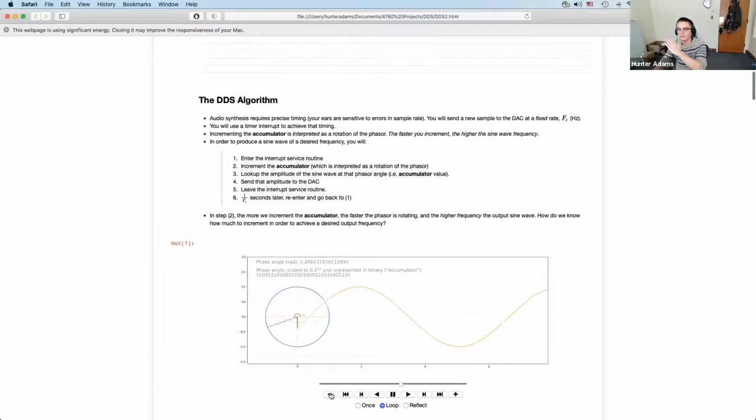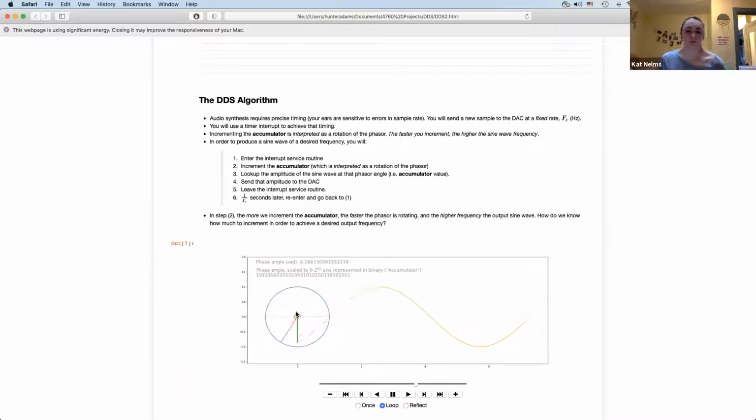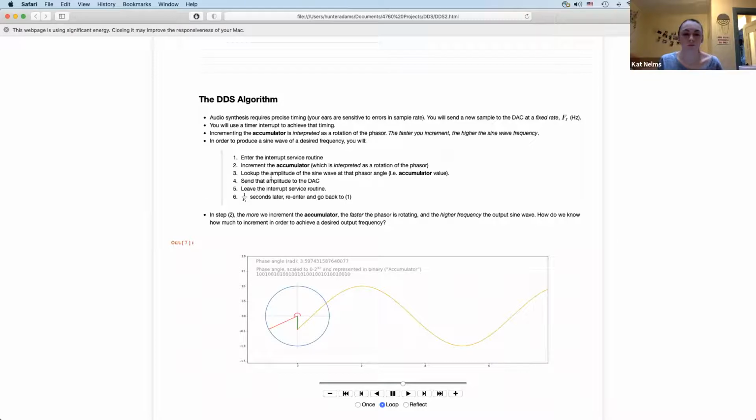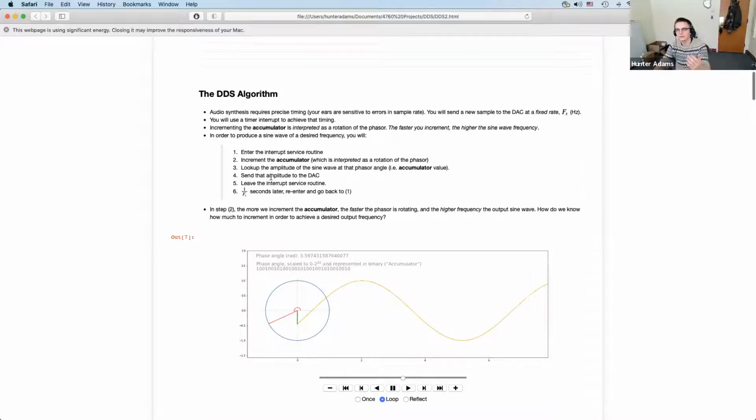So we enter the interrupt service routine. We rotate this phasor a little bit to a new angle, and we look up the amplitude of the sine wave at that angle. We then send that amplitude to the DAC. That's the voltage that we're going to output through the DAC. Leave the interrupt service routine, and we're done with that audio sample. And then 1 over fs later, 1 over 44,000 in the case of lab 1, seconds later, we re-enter the interrupt and do it all again.